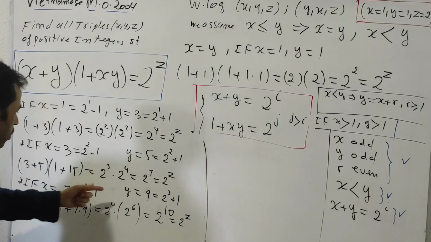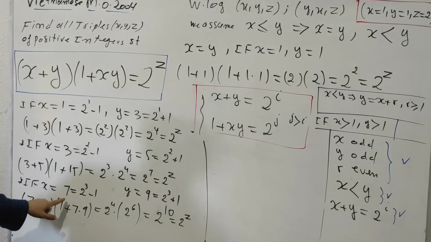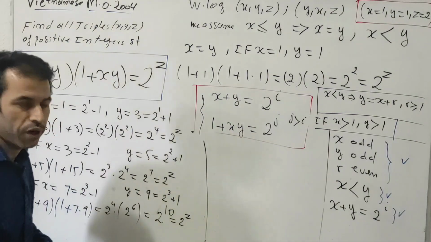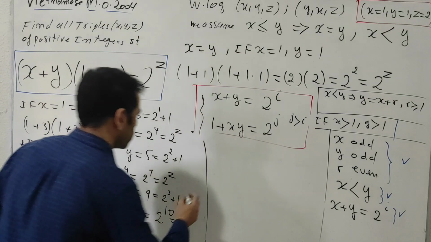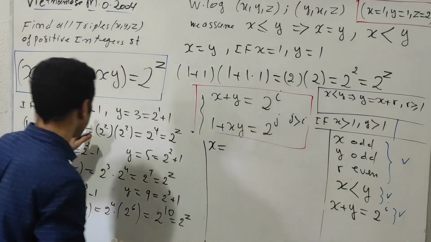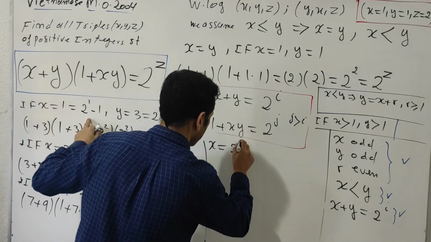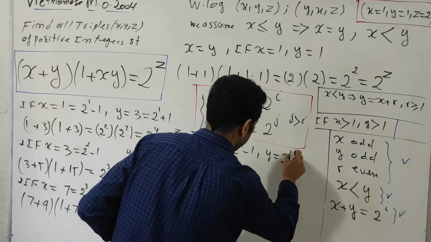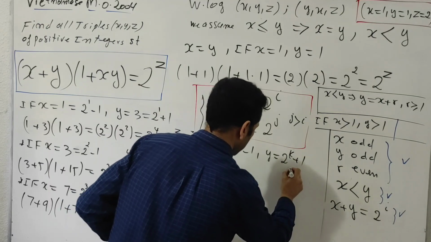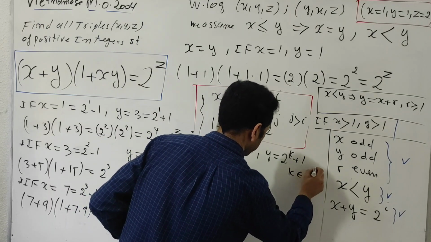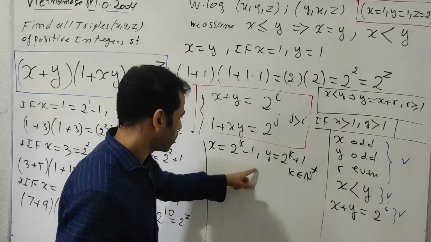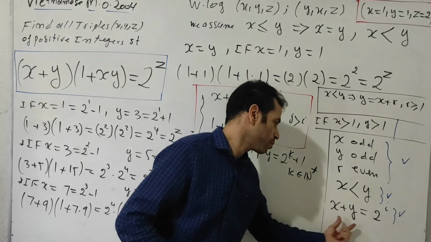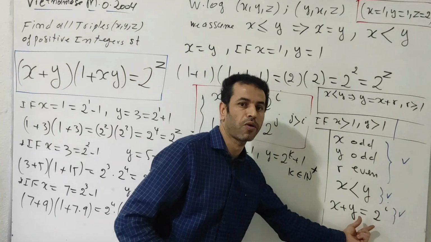Both are odd. Okay, and the third one is written in the form 2 to the 3 minus 1, and 2 to the 3 plus 1. So I will have a nice form of the solution. x will be written in this form, 2 to the k minus 1, and y will be written in this form, 2 to the k plus 1, where k is a natural number. I'm going to sum these two terms to make sure we have the same form, because they must be written as a power of 2.